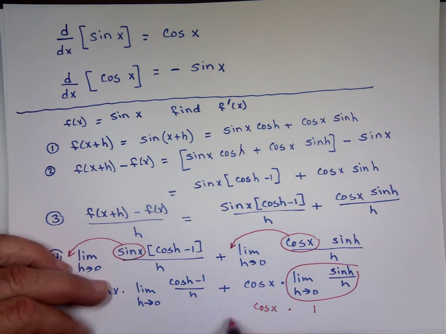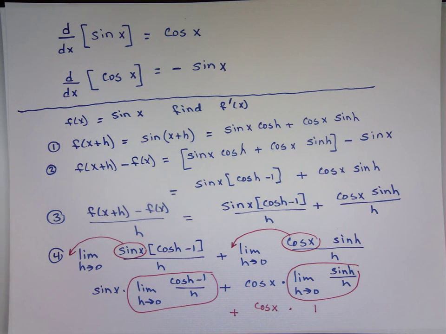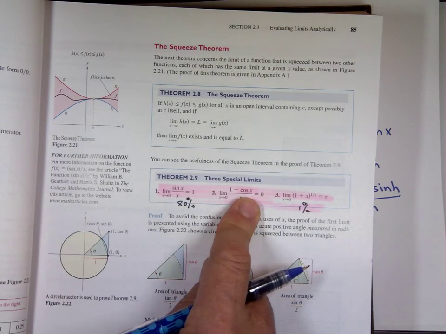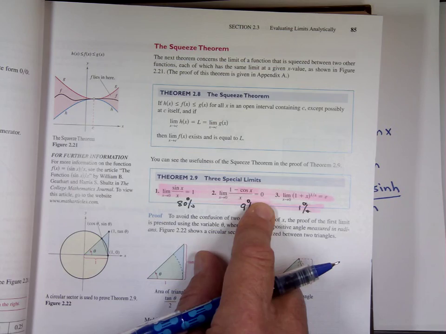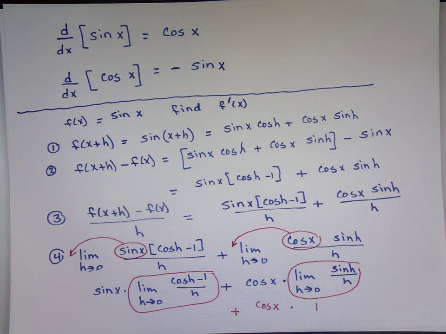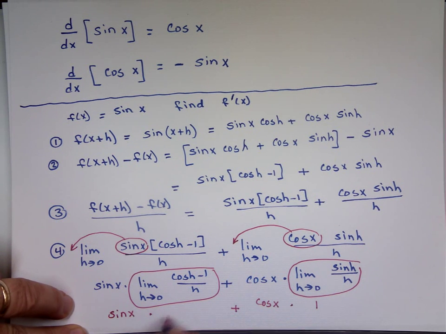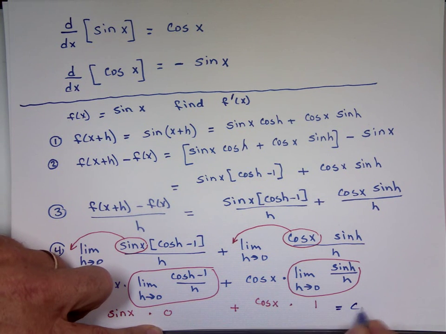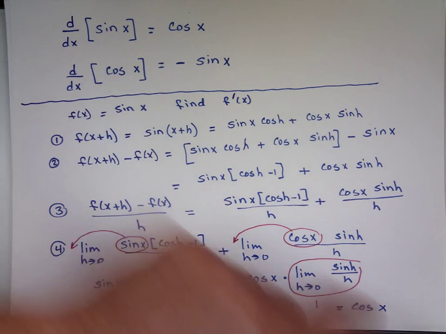Plus, what's the answer to this? 0. That's a 0. The one in the book we have 1 minus cosine. Big deal. Multiply the top and the bottom by minus 1 and factor the minus 1 outside. So that is a 0. So what is sine of x times the 0? That's gone. So what's left there? Cosine x. That's the only way to prove that the derivative of sine of x is cosine of x, to go through the 4-step process.